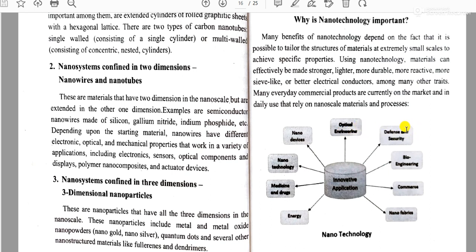Then defense and security. In the field of defense and security also, many types of nanomaterials are being used, and it has been actively researched by our country also. Then in the field of bioengineering, in commerce, in nano fabrics, so all these are numerous innovative applications of nanotechnology.